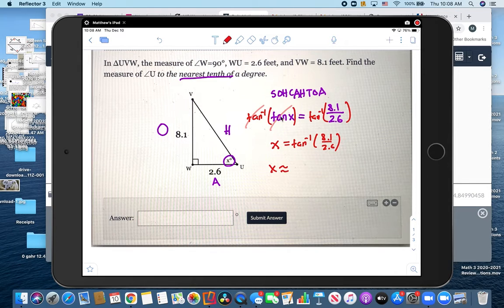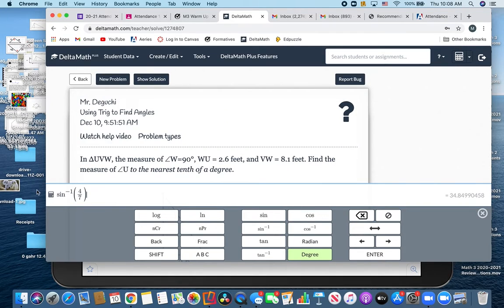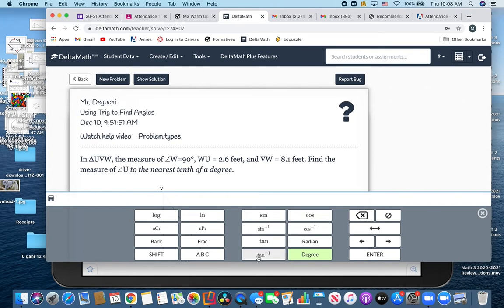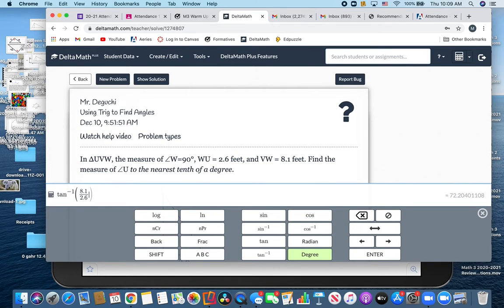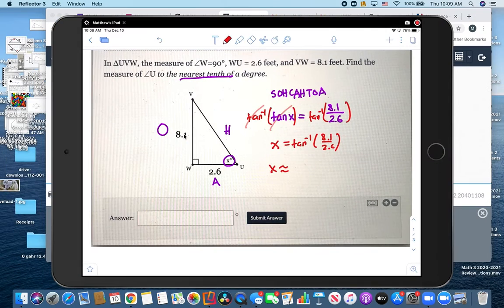We're going to input that into the calculator. Tan inverse of 8.1 divided by 2.6 looks to be 72.20. I'm going to do 4 decimal places. 72 point 20. Round it to the nearest tenth, rounding by this digit. So you look at this one and it notifies you that you don't round up. So x is just going to be 72.2 degrees.